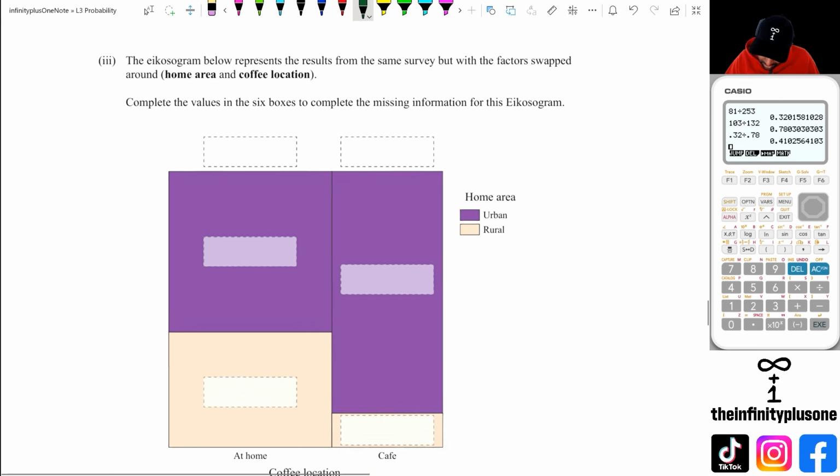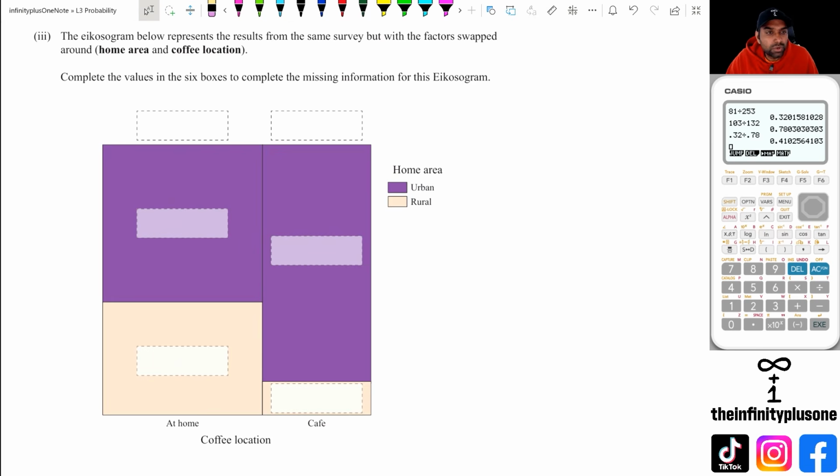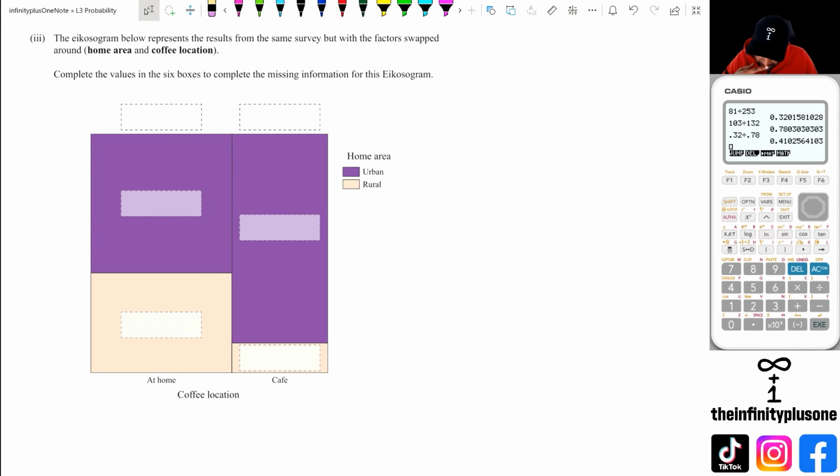Anyway, let's go to the next question here. All right, so what we've got with this question is a reverse. Complete the values and put the missing information. Now this has gone into urban and this has gone into rural. So it's basically the table that we had, but it's been changed around.